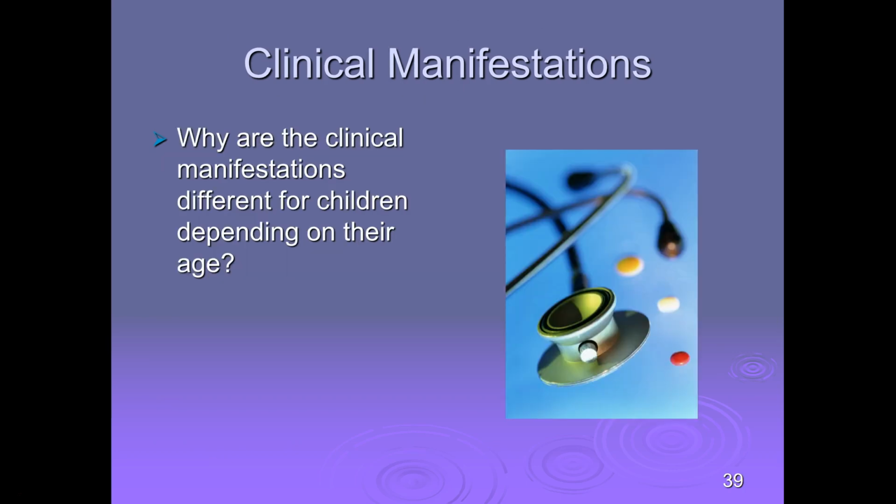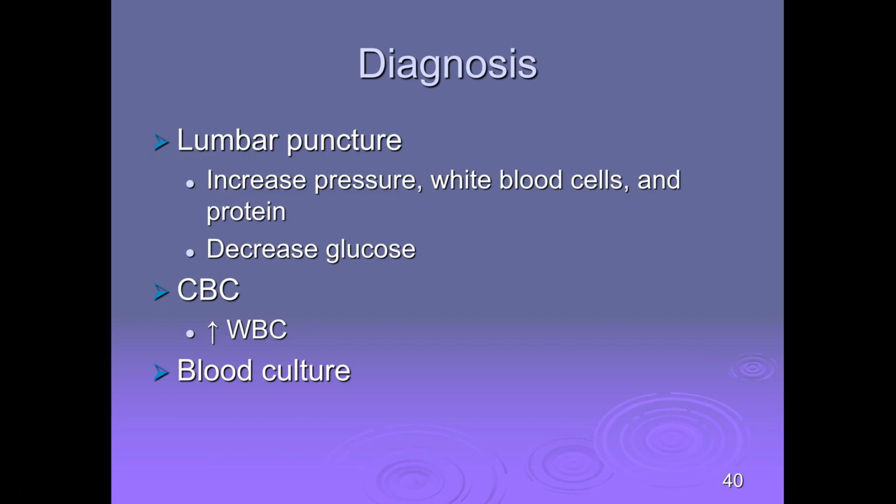And so why are the clinical manifestations different for children depending on their age? It all has to do with the fontanelles. The fontanelles are open less than 2 years of age, or closed greater than 2 years of age. That's why their manifestations are different, and why some of our treatment options and how we take care of them is a little bit different.